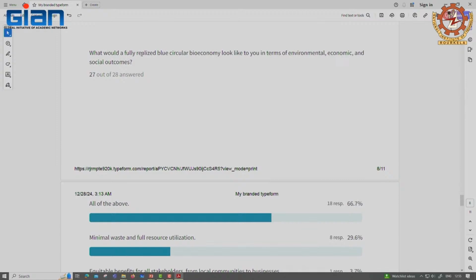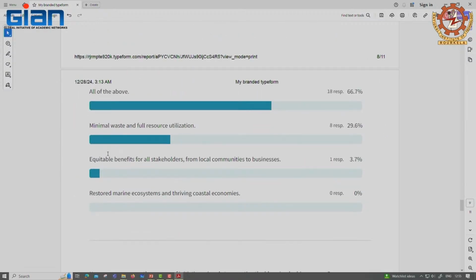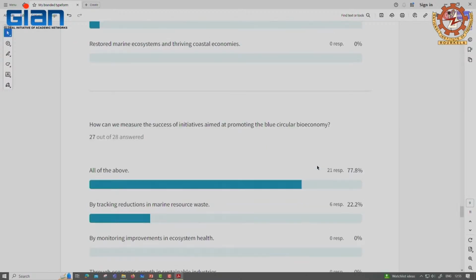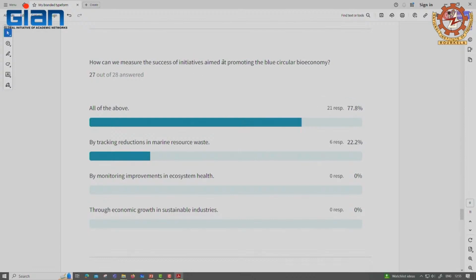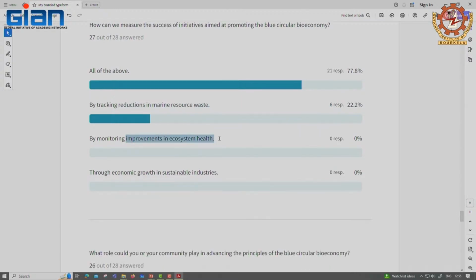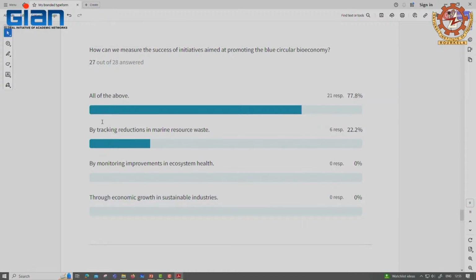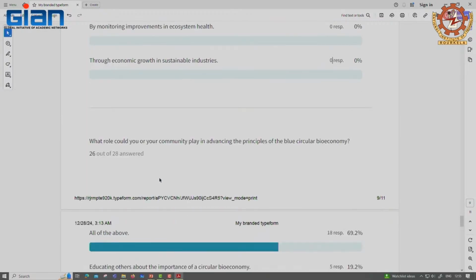Now, what would a fully realized blue circular economy look like to you in terms of environment, economic and social outcomes? Minimal waste, equitable benefit, all of the above, 66%. How can we measure the success of initiatives aimed at promoting the blue circular economy? By tackling reduction in marine resource waste, correct. By monitoring improvement in ecosystem health, through economic growth and sustainable industry, all of the above, 77%.